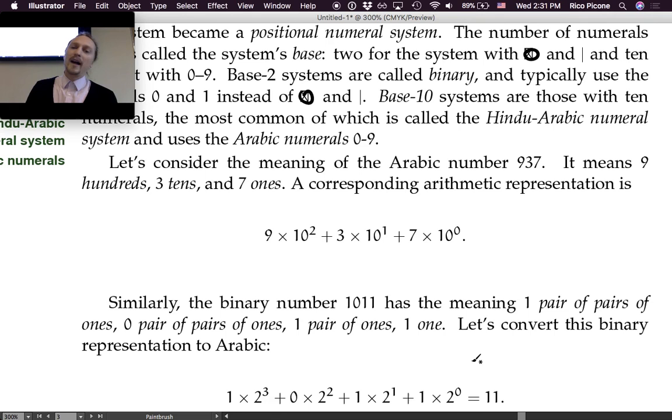Similarly, the binary number 1011 has the meaning one pair of pairs of pairs, zero pairs of ones, one pair of ones, and one.